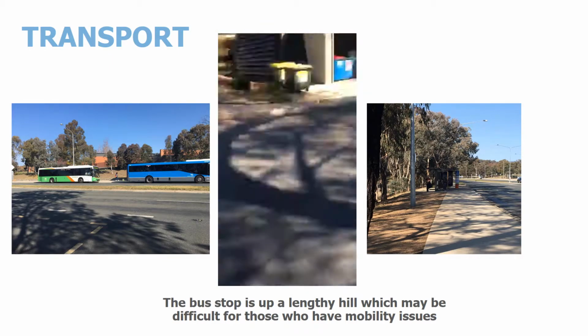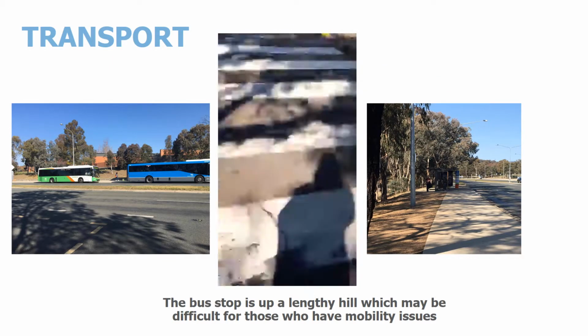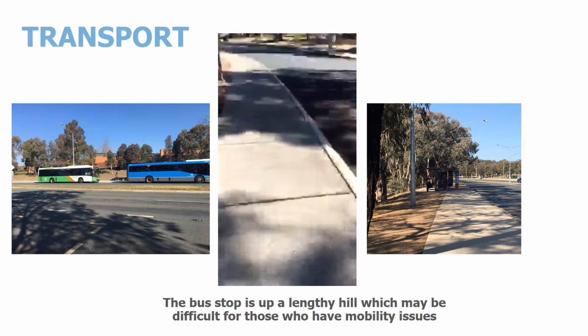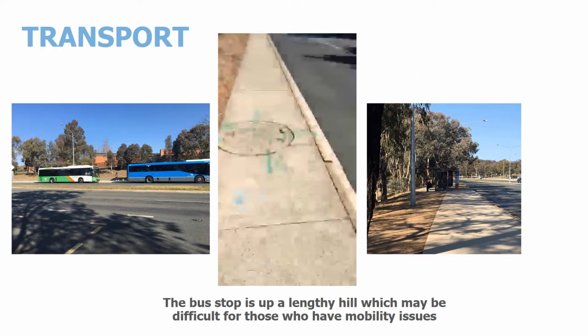There are two bus stops outside the southern entrance of the campus. They are at the top of a lengthy hill, which may deter some from using public transport and rely on their car, especially those with mobility issues.